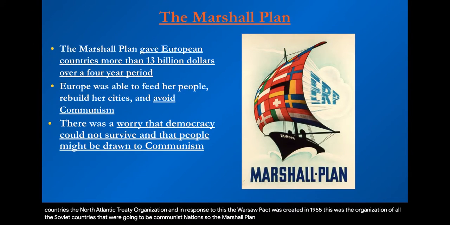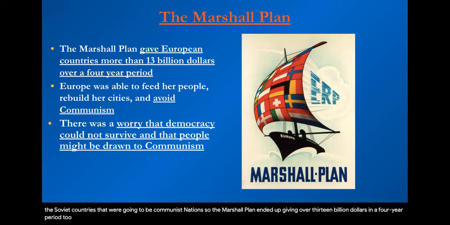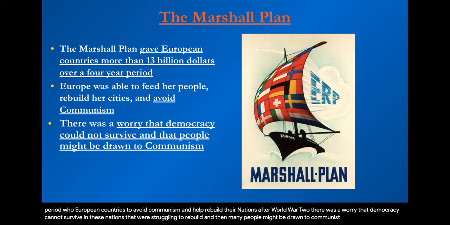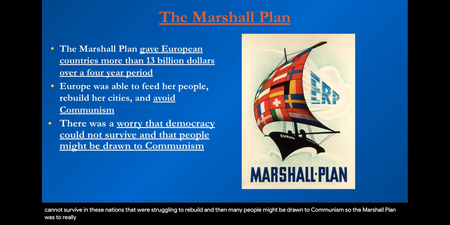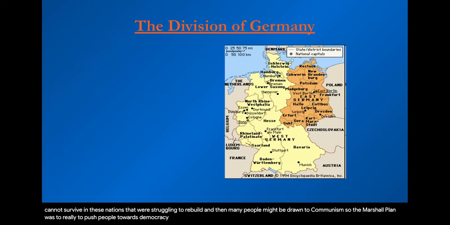So the Marshall Plan ended up giving over $13 billion in a 4-year period to European countries to avoid communism and help rebuild their nations after World War II. There was a worry that democracy could not survive in these nations that were struggling to rebuild and that many people might be drawn to communism. So the Marshall Plan was really to push people towards democracy.